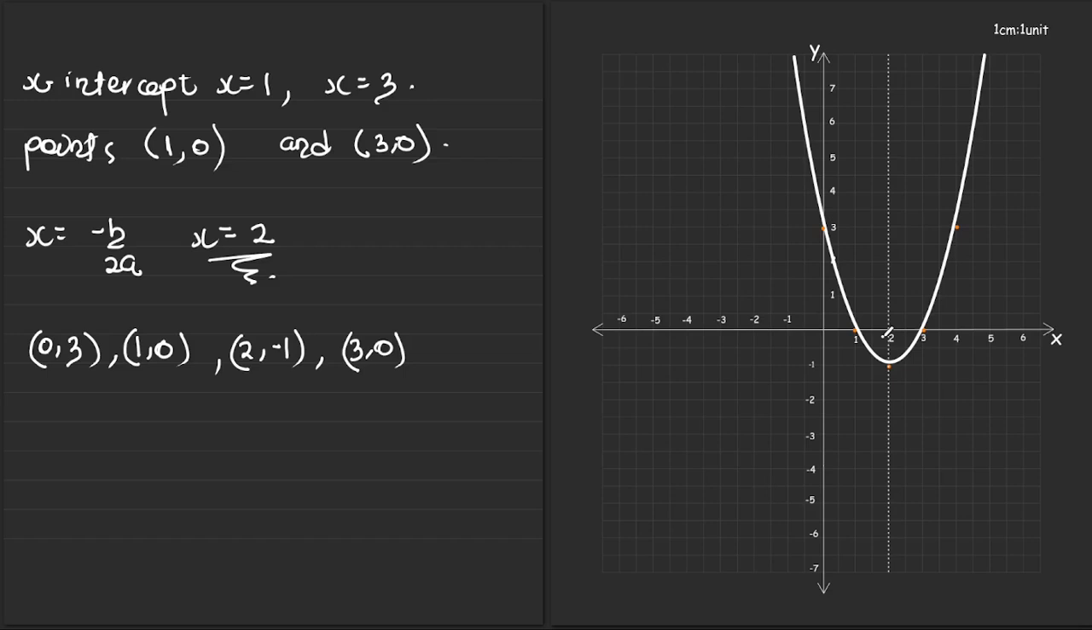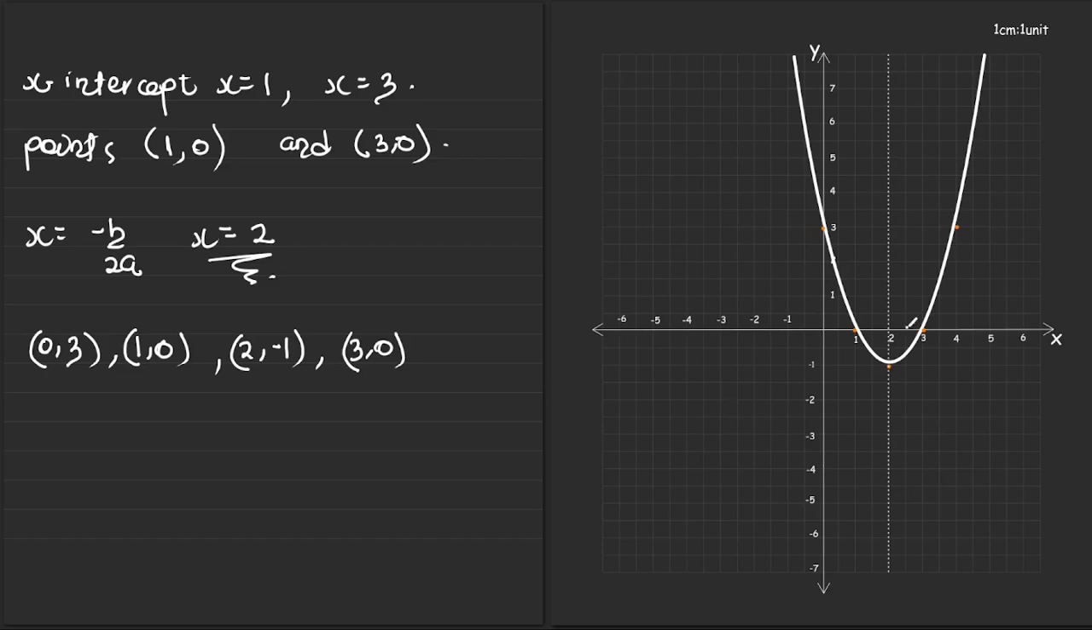So you just need to make sure you draw the sketch along the points you have identified. And you don't forget to what? Bring your axis of symmetry as well. So this is the sketch of our question number 3.